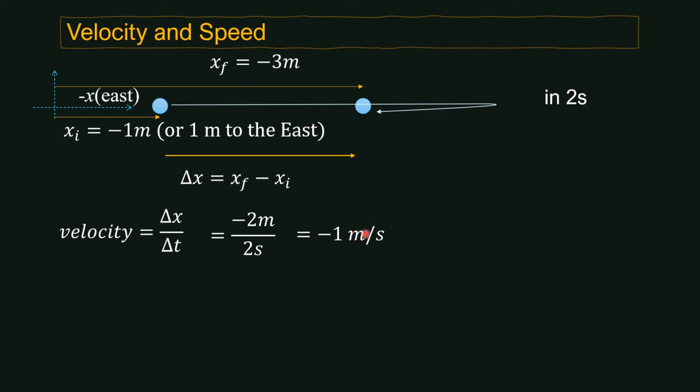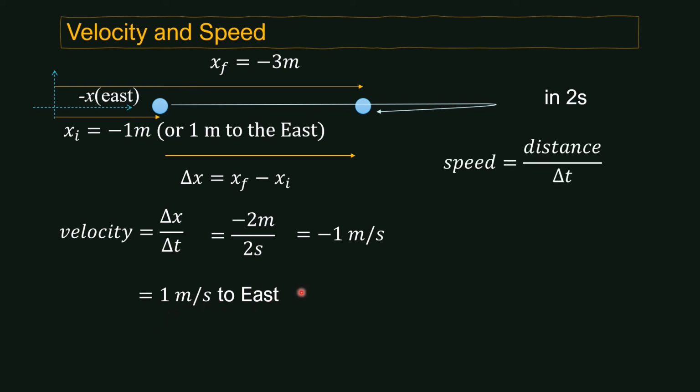Now we need to write the physical direction for the negative sign. Here I am assuming negative is to the east. Rather than saying right, I am saying to the east. So we can represent any physical direction using either positive or negative sign. When we choose negative as east, positive automatically becomes the opposite of east, which is west. The velocity is 1 meter per second to the east.